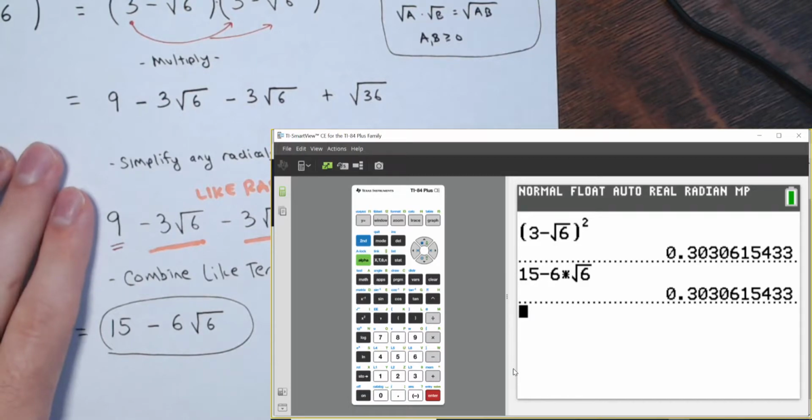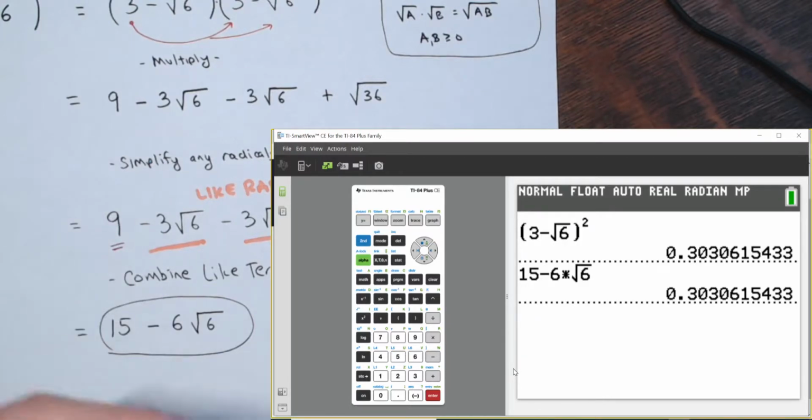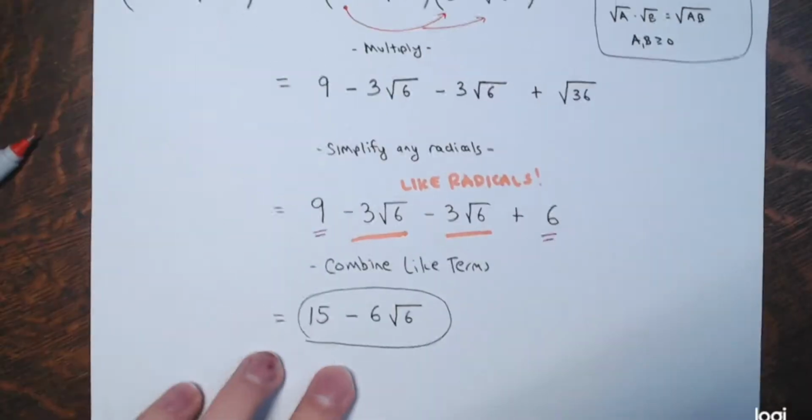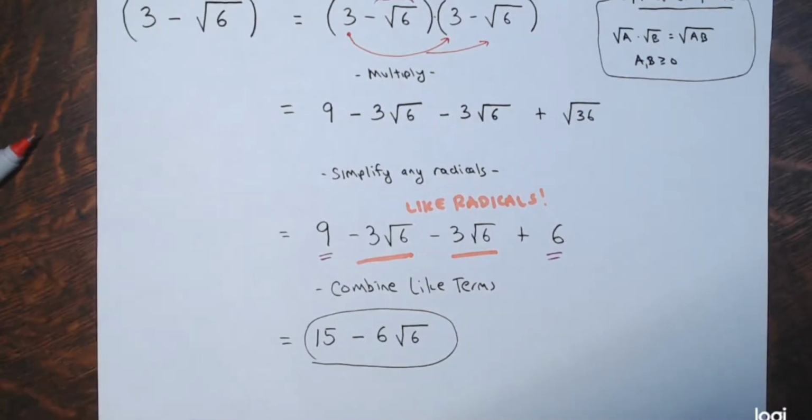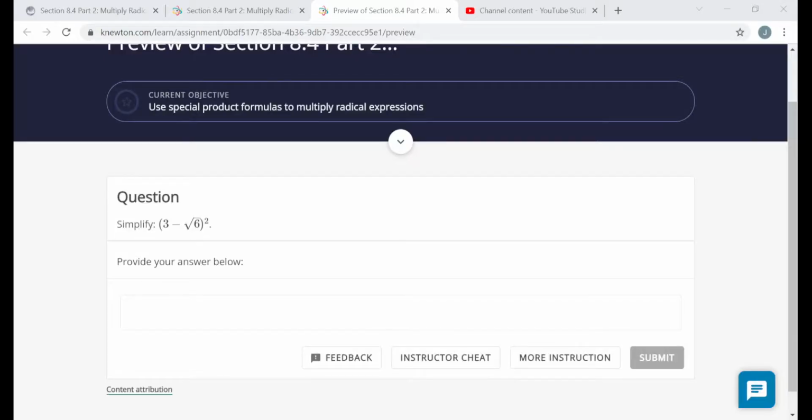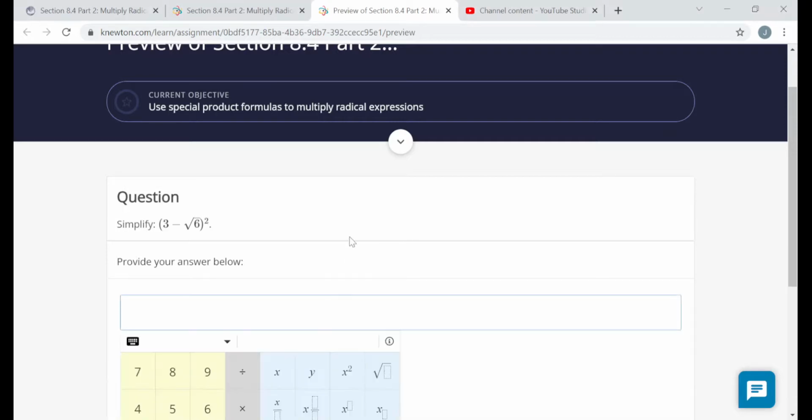And this goes for expressions with variables as well. Just replace the variables with numbers and check: is the expression in the beginning that I started with the same value as the expression I have at the end? And that should be the case. Great, so it looks like this is good. Now let me go back to the assignment and enter this value: 15 minus 6 times the square root of 6.